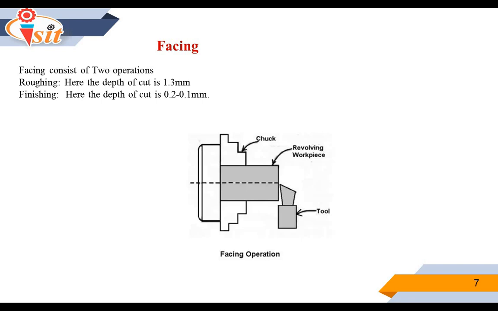For this operation, a regular turning tool or a facing tool may be used. The cutting edge of the tool should be set at the same height as the center of the workpiece. Facing also consists of two operations: first roughing and second finishing. In roughing, the depth of cut is 1.3 mm, and in finishing the depth of cut is 0.2 to 0.1 mm.